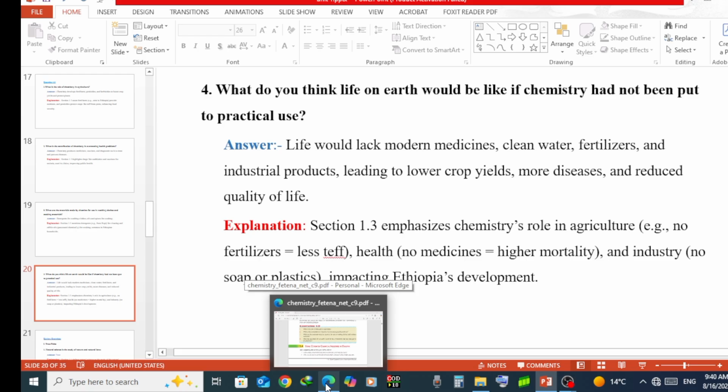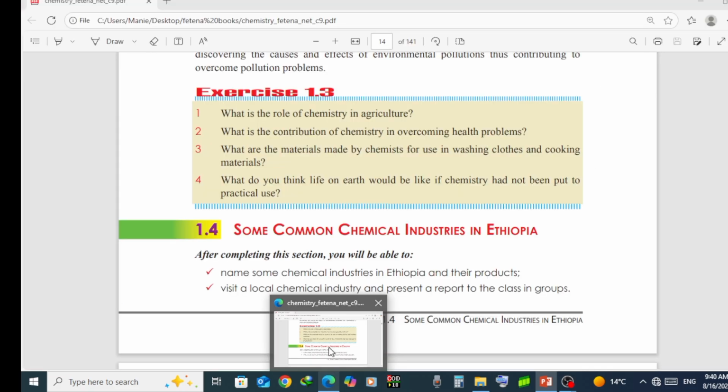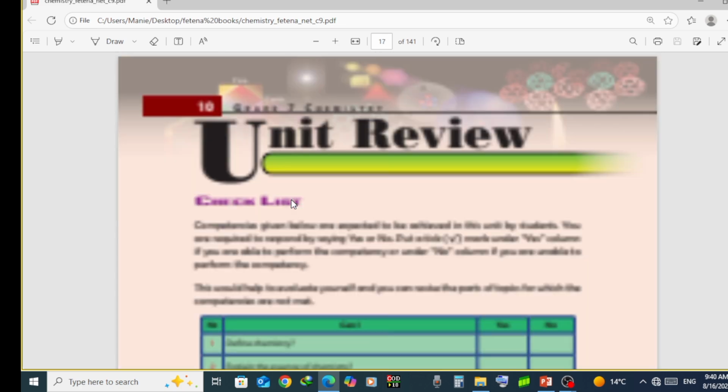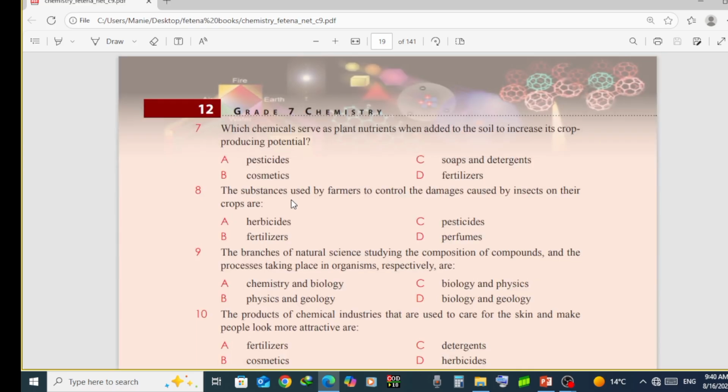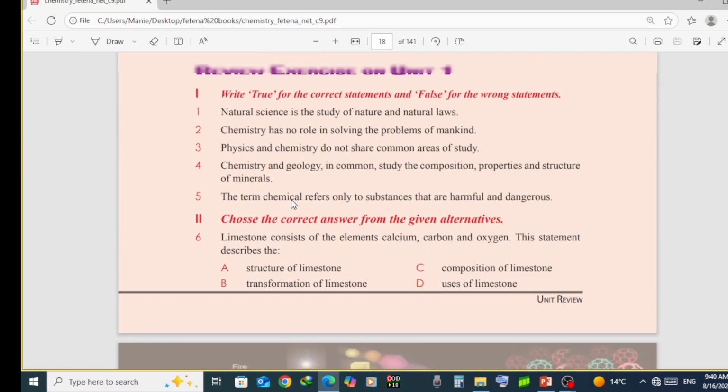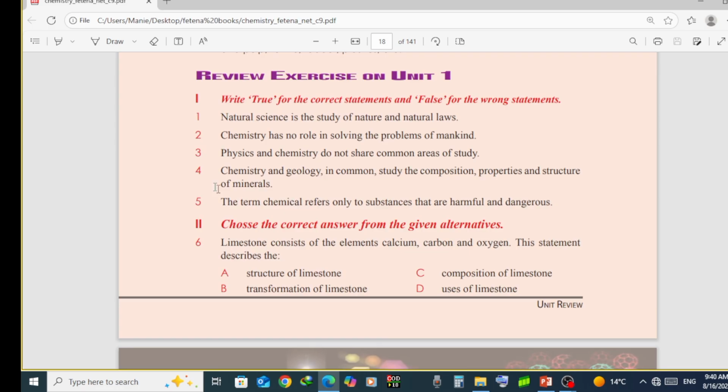So that's all about exercise 1.3. Now let's proceed to the review exercises. Concerning the review exercise, we do have about 10 review exercise questions. From this, the first instruction is: write true for the correct statement and false for the wrong statement.